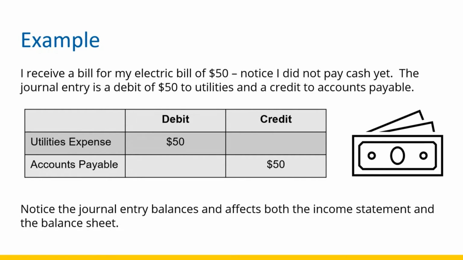So in this case, I get an electric bill for $50. So I debit the utilities expense, and I didn't pay it yet. So I'm going to credit accounts payable. This tells me that I owe $50 for this bill. So I'm recording the expense, but I haven't yet paid it. So the journal entry is still a debit will equal a credit, but there's no cash that's gone out of my system yet, no cash that's gone out of my bank account, but I am recording this transaction. This is considered accrual accounting.